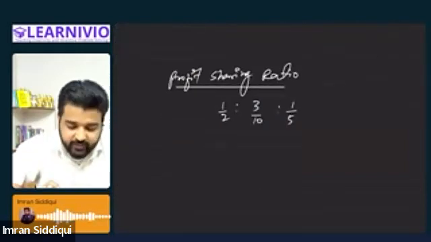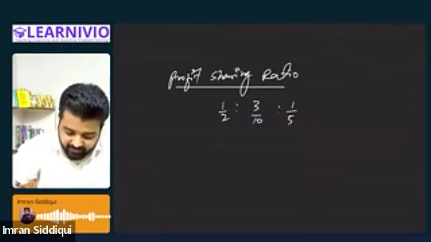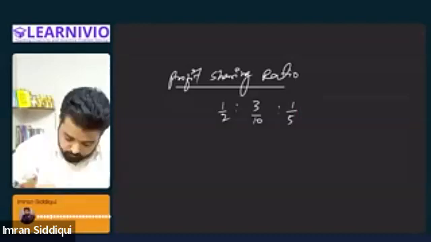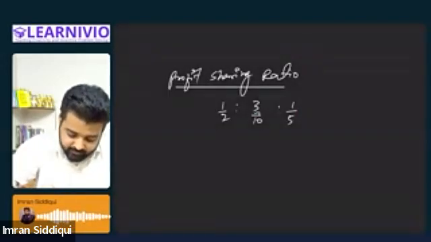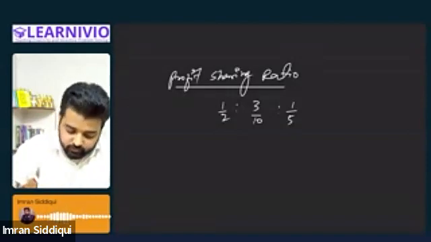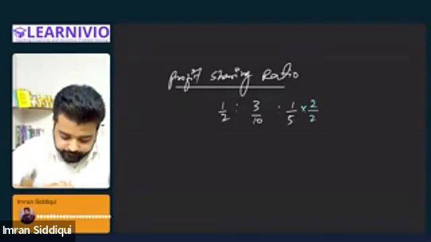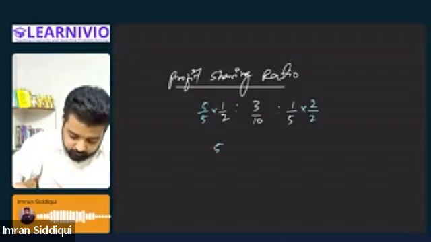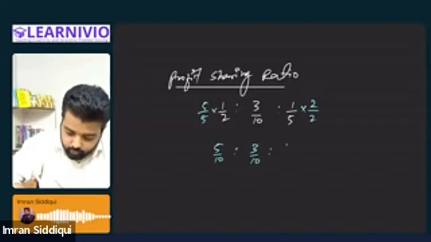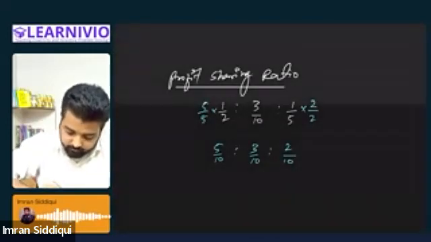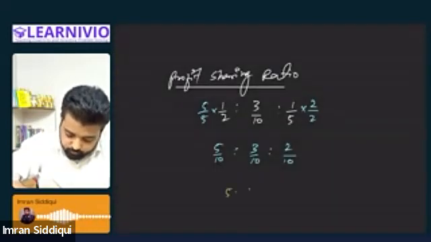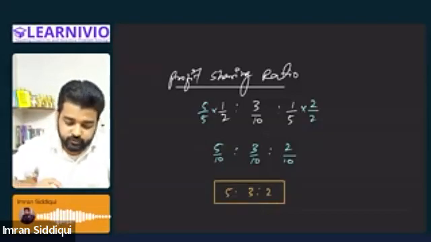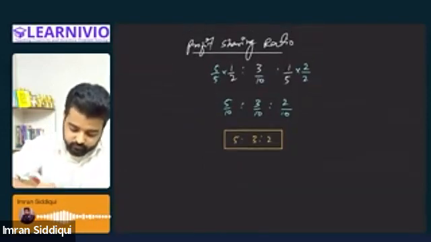First of all, to find the proper profit sharing ratio, we have to equalize their bases. The maximum base is 10, so I have to make their base equal to 10. For that purpose, I can multiply this by 2/2, and this by 5/5. So the final ratio of the partners will be 5/10, 3/10, and 2/10. That means the ratio among the partners is 5:3:2. Got it? Is that clear? In this ratio, we'll be distributing 45,000.